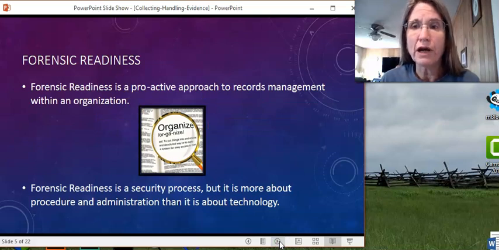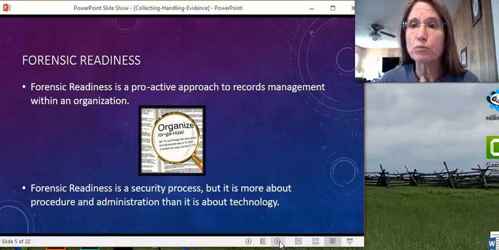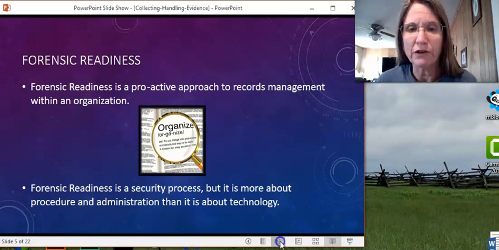And as a takeaway, you should remember that forensic readiness, well, as the name implies, is a proactive approach to business records management. And although it is part of the security process, it is outside of the technology realm per se. It is more on the administrative side of the house, where it is more procedural and about methodologies.